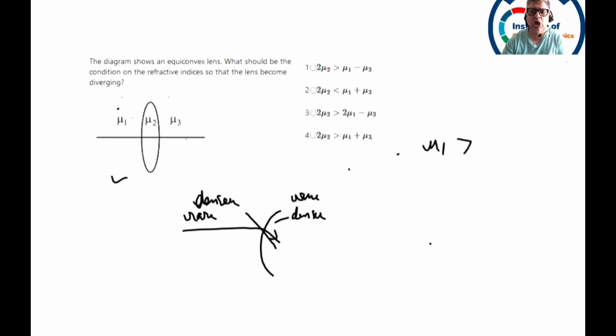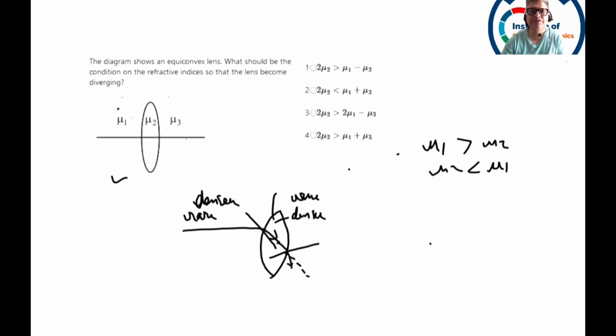What happens in a normal equiconvex lens when the second refraction happens? You strike the ray here. This is your normal. You would have gone straight if there was no glass, but now you will move away from the normal, which means you will move further down, which means more convergence. When you move from dense to rarer, you get more convergence.